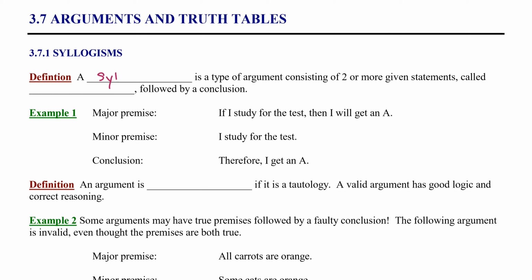Now, a syllogism is a type of argument consisting of two or more given statements called premises, followed by a conclusion. So in a syllogism, you have a series of statements making assumptions and stating facts, and these lead you to a specific conclusion. The last statement in a syllogism is a conclusion.